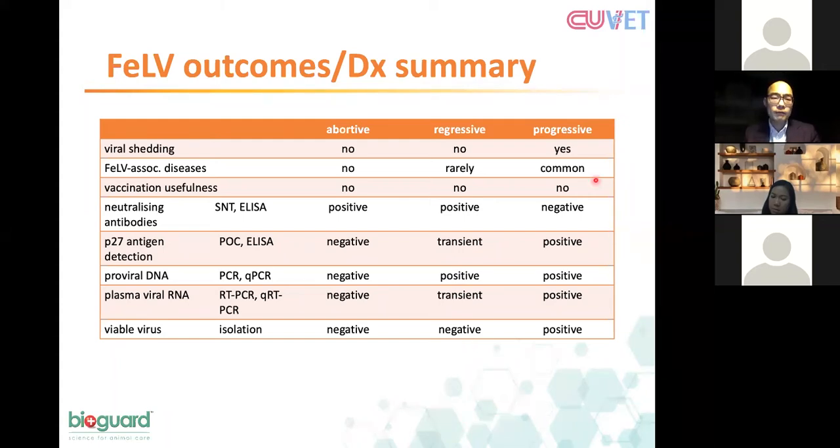The last group of FeLV infected cats are progressively infected cats. In this group of cats, you can detect any aspect of FeLV infection. You can detect the viral RNA. The cat will show some FeLV-associated diseases. FeLV p27 antigen will always be positive. Viral DNA is positive, and you can isolate virus from this infected cat. The only component that is missing is the neutralizing antibody, because the cat cannot mount a strong immune response. There are no antibodies against FeLV in these progressively infected cats.